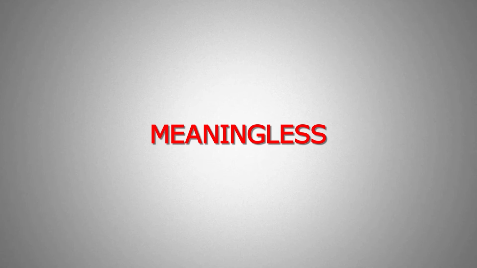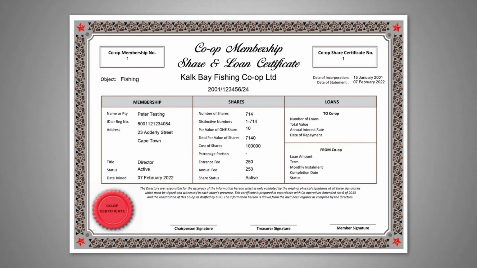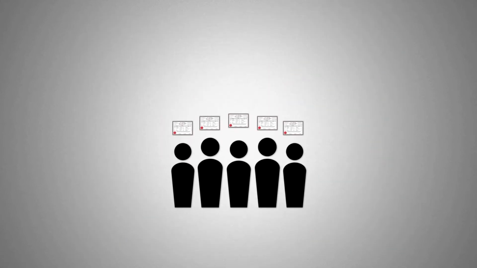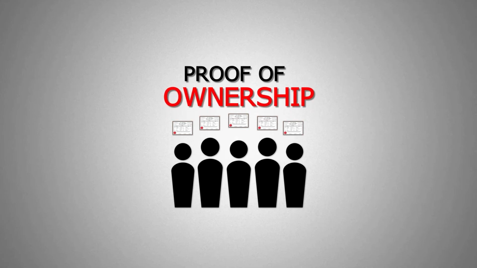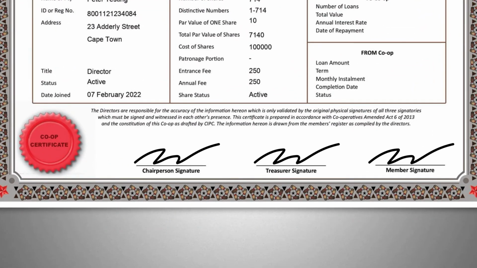After experimenting with the numbers and all the members are satisfied with the proposed ownership percentage, click on the member's share certificate and see an example of the proof of ownership. It is mandatory for each member to have a share certificate to keep as proof of the ownership of the co-op. Remember, the certificates are only validated once all three parties sign it.